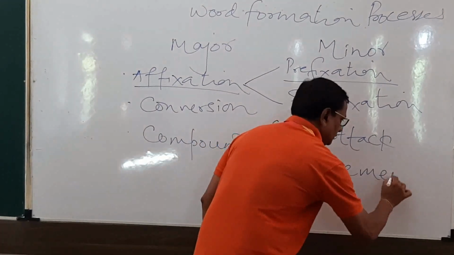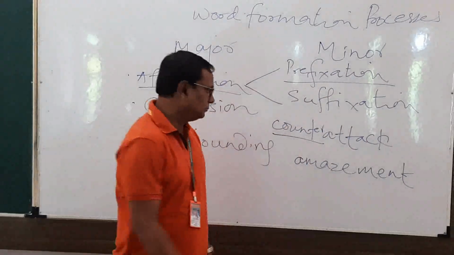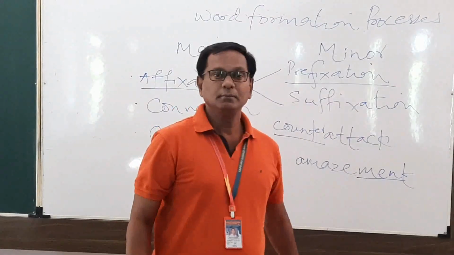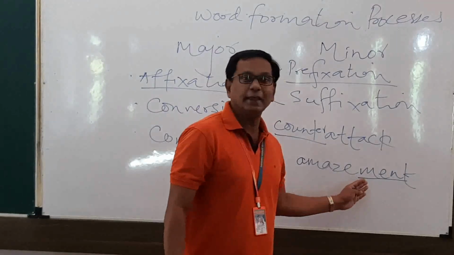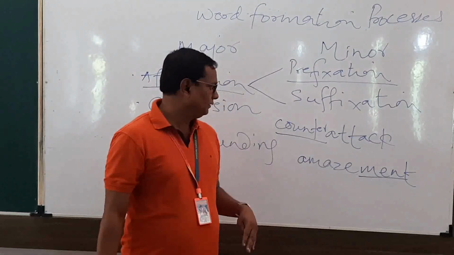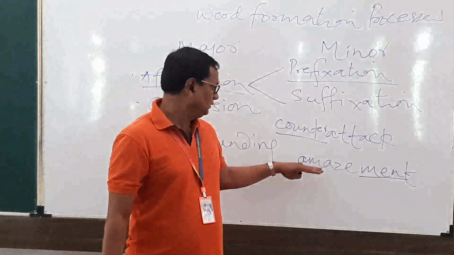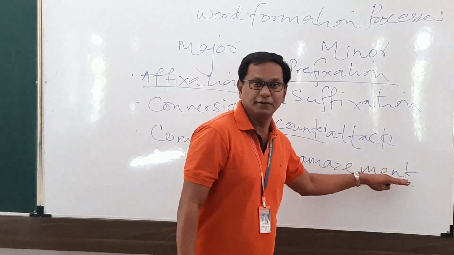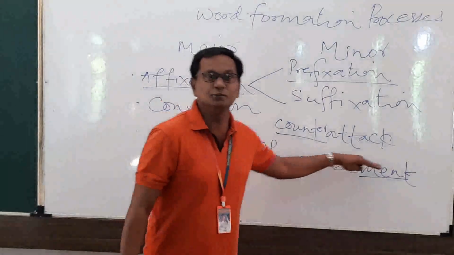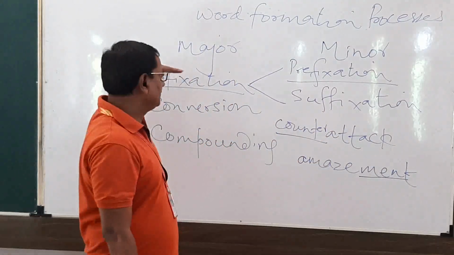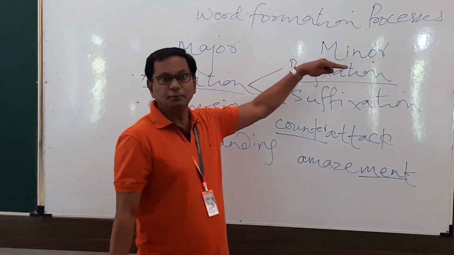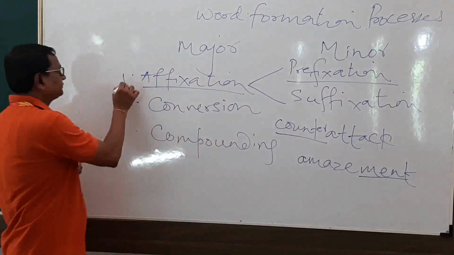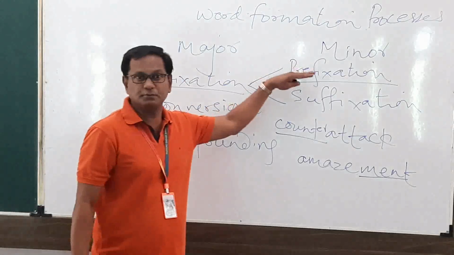Amazement. In the word amazement, we derive the word from the word amaze by applying the suffix ment. The process involved in this word is suffixation, because we have applied the ment suffix to the base, forming the word amazement. So in affixation there are two processes called prefixation and suffixation. This is the first major process of word formation.